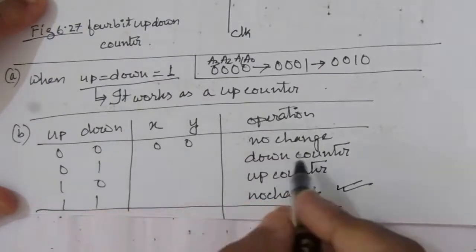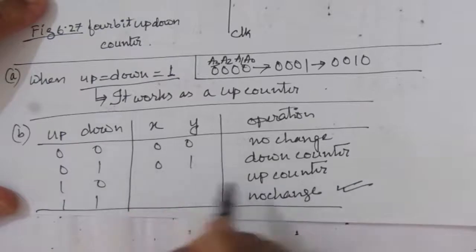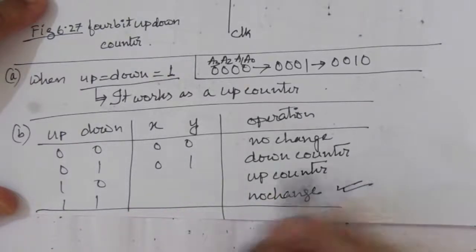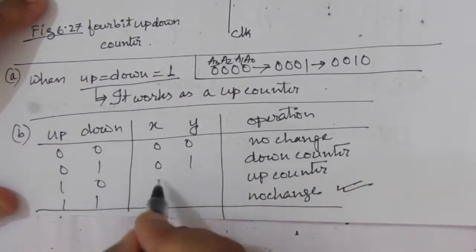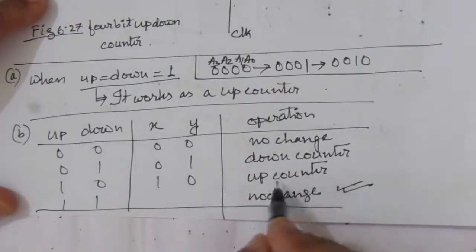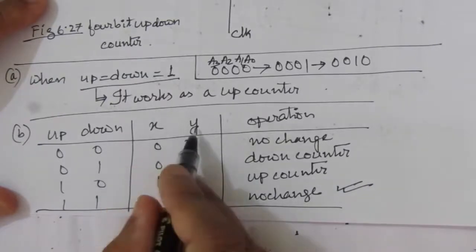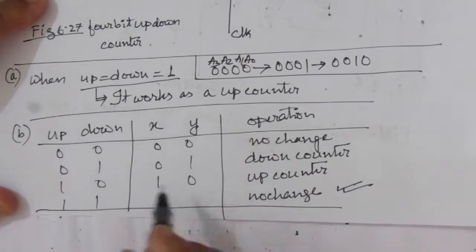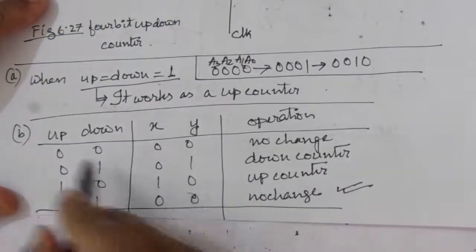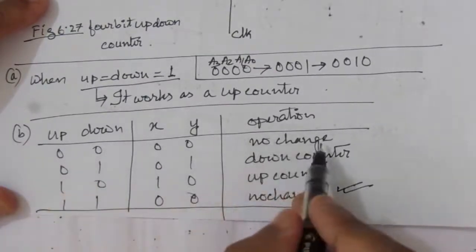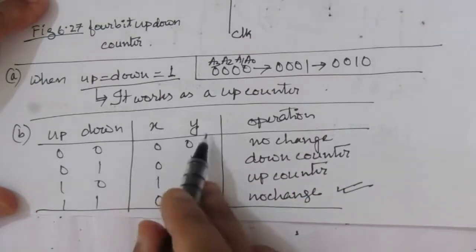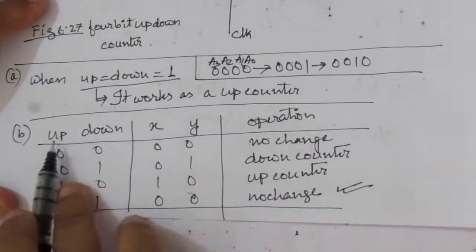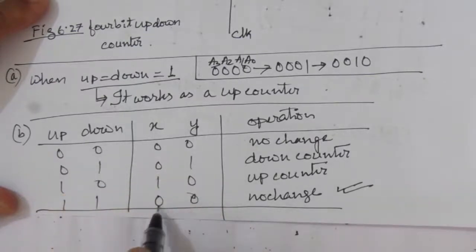So for 01, let us keep it as it is, 01, because it is a down counter, so we have no problem with it. Okay, for 10 we'll have 10, so it will work as an up counter. But to get no change, at this X and Y input, we have modified up into X and modified down into Y. So we have to make this 0 and 0, because for 00 you can see that this is no change. So we have to make X and Y, that means the modified values of up and down, 0 and 0, so that we get a no change operation.